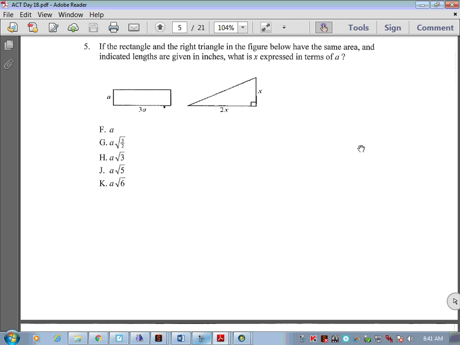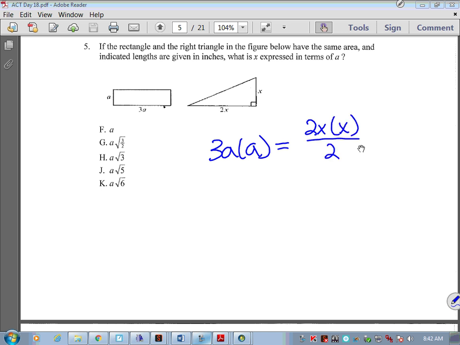5. Okay. If the rectangle and the right triangle in the figure below have the same area, so I'm going to be able to set those equal to each other, and indicated lengths are given in inches, what is x expressed in terms of a? All right, so I'm going to set their areas equal to each other. The area of a rectangle is length times width, correct? All right, so 3a times a has got to be equal to base times height divided by 2. So that's 2x times x divided by 2.